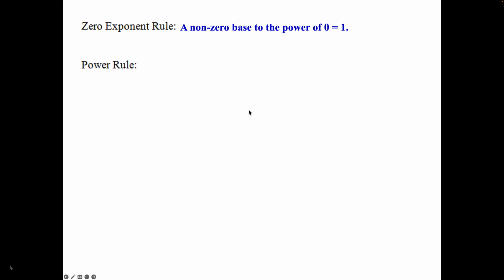Zero exponent rule: a non-zero base to the power of 0 equals 1. So b, my base, to the power of 0 is equal to 1, as long as my base is not 0. So now this is the cause of trick questions. I'm telling you it will be on the test, but don't let me fool you. All right, so first example, 4 to the power of 0. That's 1. My only base is 4, the exponent 0, we're done.